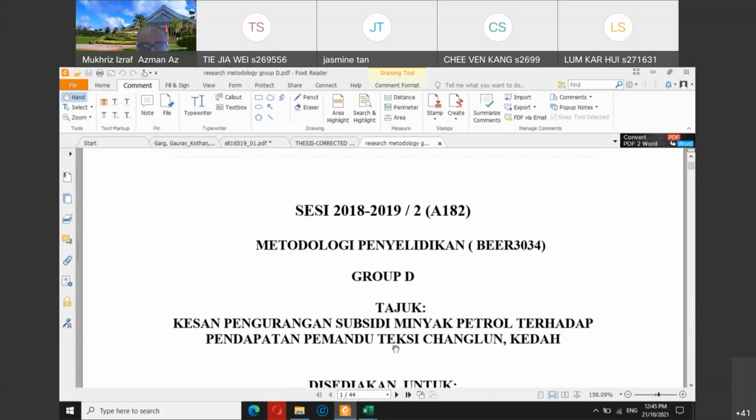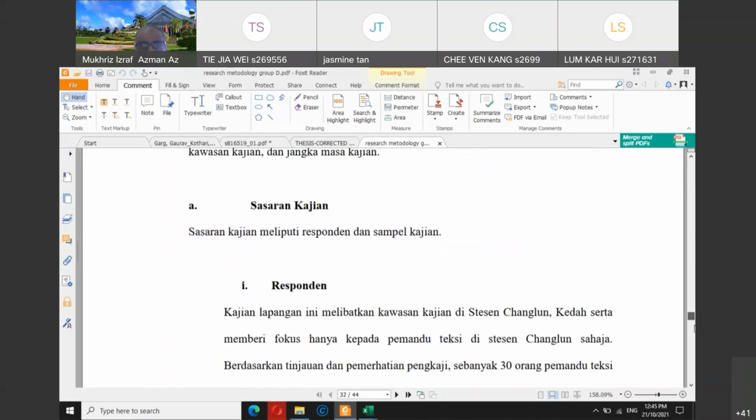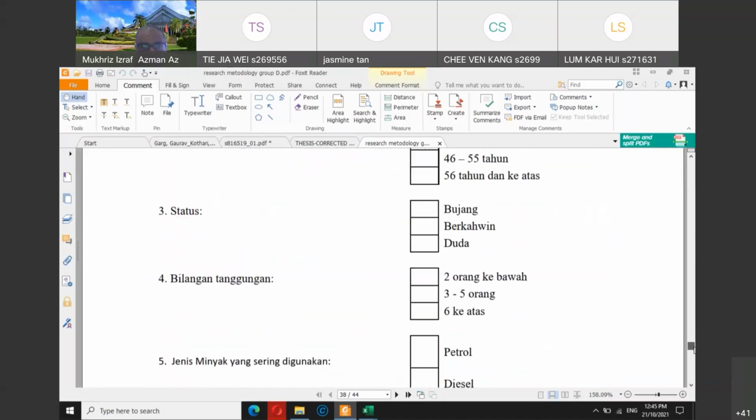So for taxi drivers, that means an increase in the cost of production. When the subsidy is removed, they need to pay more for the petrol or for the diesel. So they want to investigate. The respondents were supposed to be the taxi drivers in Changlun. Of course, they asked their friends to pretend to be the taxi drivers.